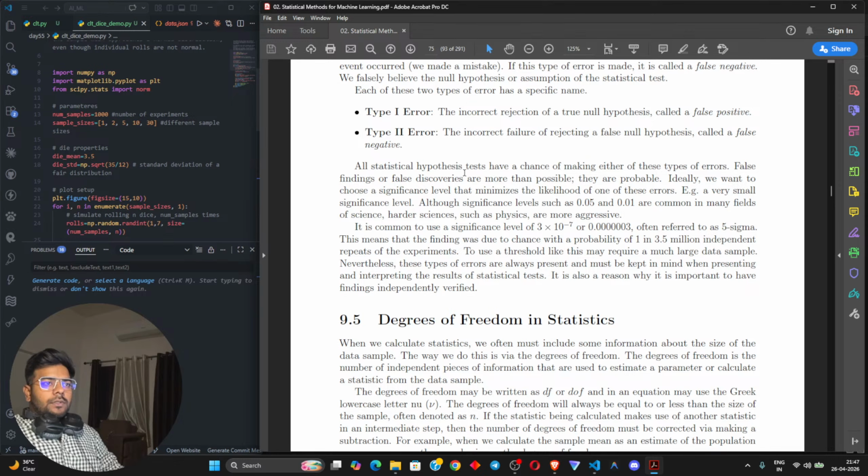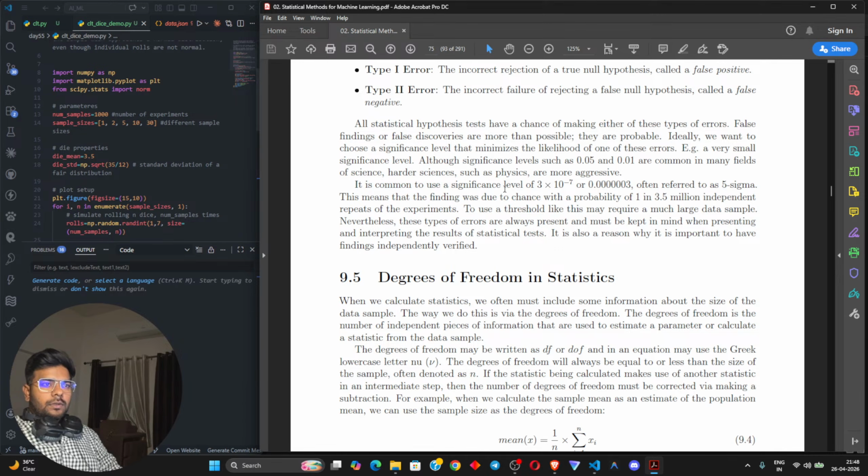All statistical hypothesis tests have a chance of making either of those types of errors. False findings or false discoveries are possible. They are probable. Ideally, we want to choose a significance level that minimizes the likelihood of one of those errors. That is a very small significance level. Although significance levels such as 0.05 and 0.01 are common in many fields of science, harder sciences such as physics are more aggressive. It is common to use a significance level of 3 × 10⁻⁷, often referred to as 5-sigma. This means that the finding is due to chance with a probability of 1 in 3.5 million independent repeats of the experiment. To use a threshold like this may require a much larger data sample. Nevertheless, these types of errors are always present.